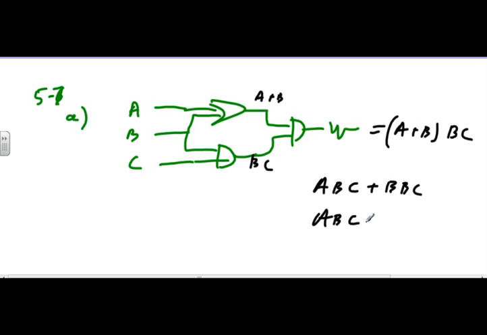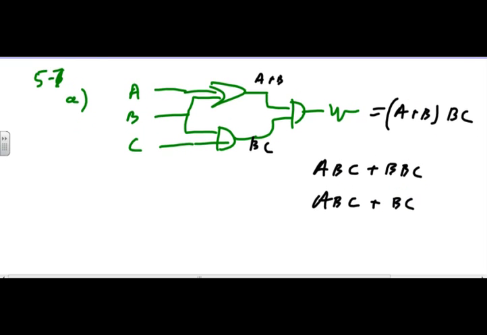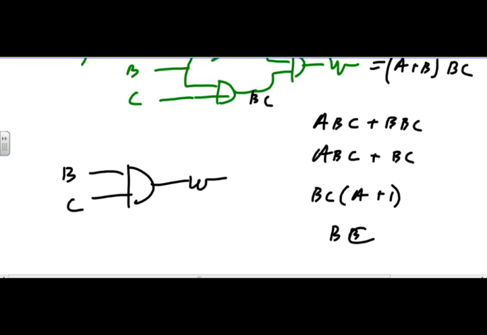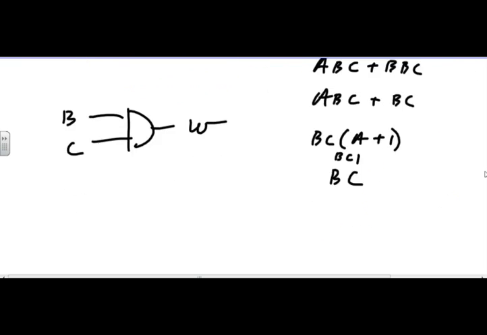I'm not skipping any steps this time. In the future, I'll probably skip some. A, B, B, C, A or 1, B, C, B, C, W. BC times A equals 1. Yeah, A or 1 is 1, so that'd be BC times 1, which would just be BC. All right, good enough?